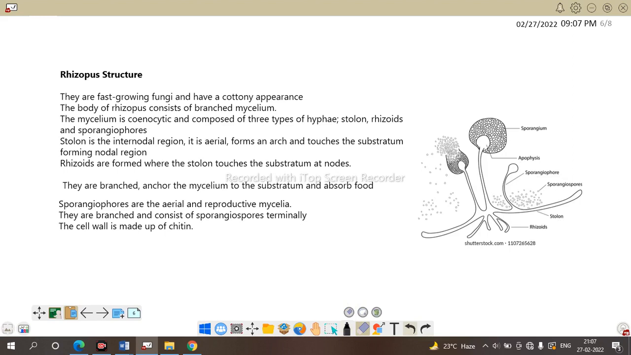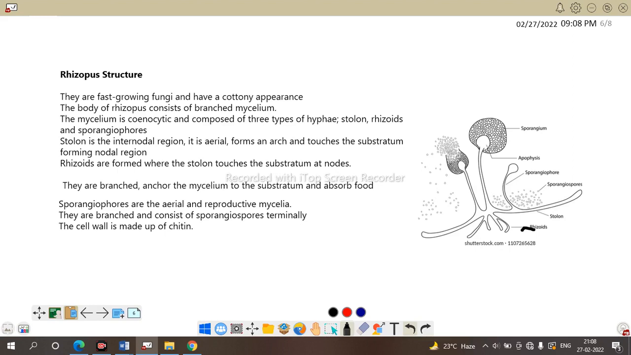And stolon is present in the internodal region. It is aerial and touches the substratum in the nodal region. Here is the nodal portion where rhizoids are developed. Here also the nodal portion.